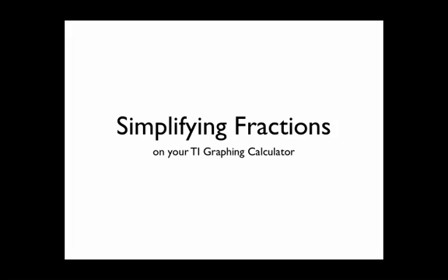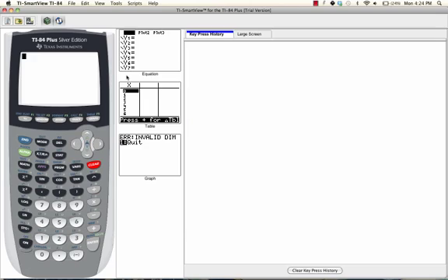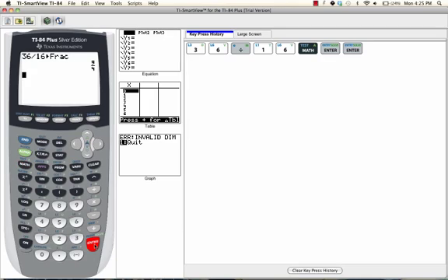In this video, we'll look at how to simplify fractions using your TI graphing calculator. Let's say we want to simplify a fraction like 36 sixteenths. First, we want to type in 36 divided by 16 into our calculator. Next, we want to press math, enter, enter, and it'll give you the answer in simplest form.